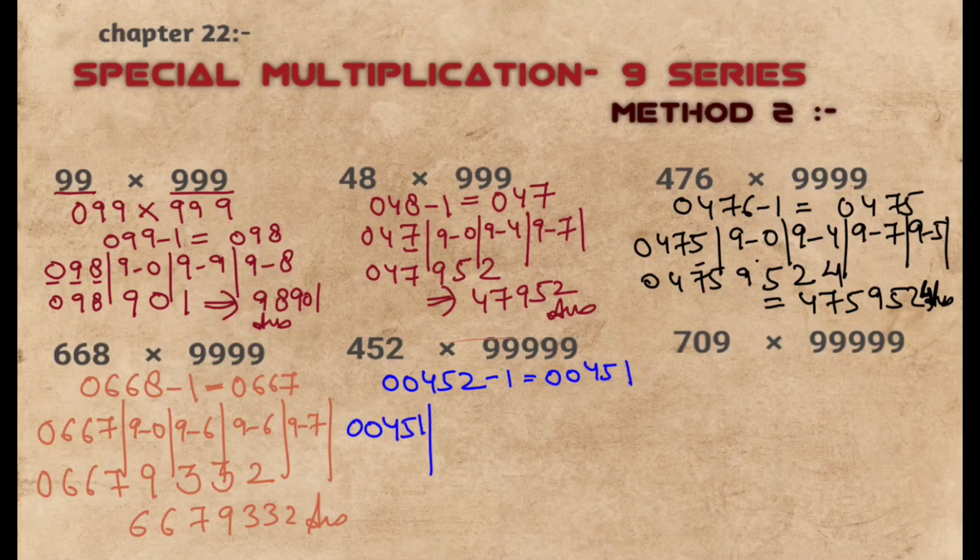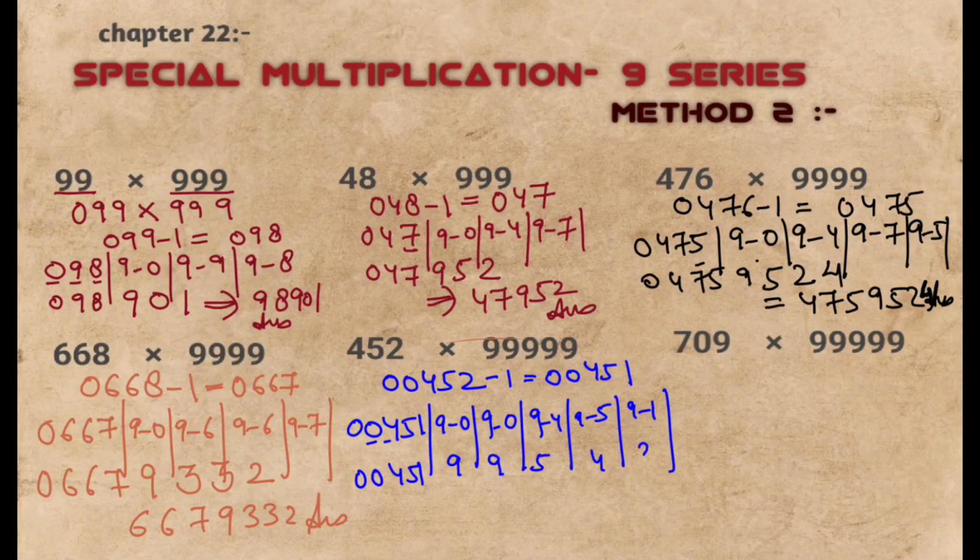Now the same method, write 00451. Now 9 minus 0. Then again 9 minus another 0, then 9 minus 4, then 9 minus 5, and in the end 9 minus 1. So here we get 00451. 9 minus 0 gives you 9, 9, 5, 4, 8. So the final answer is 45199548.